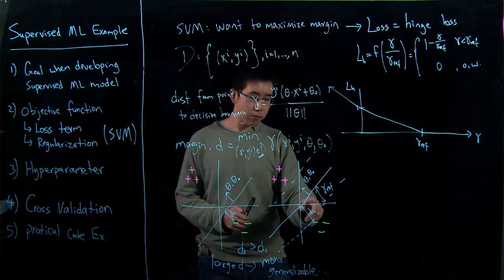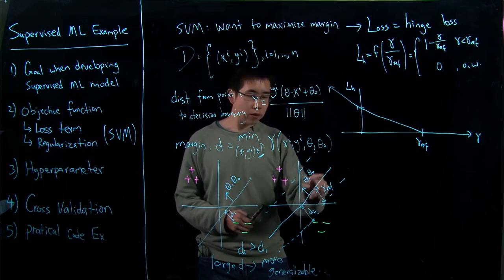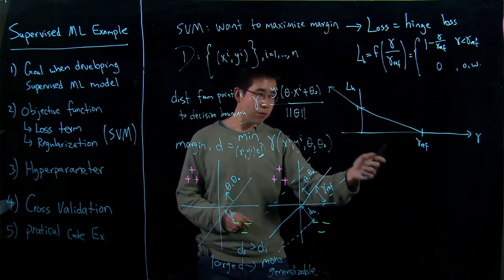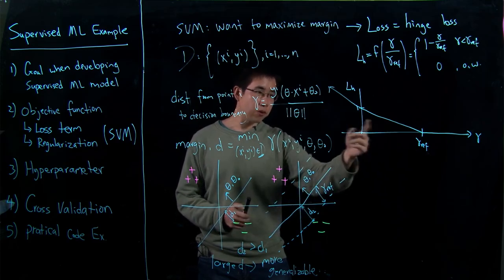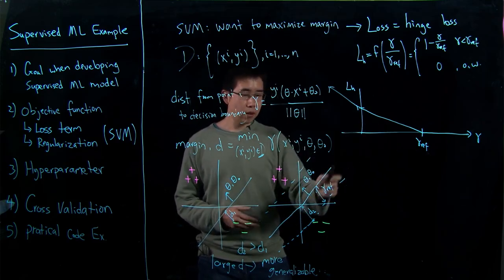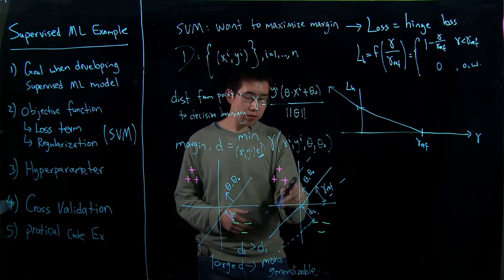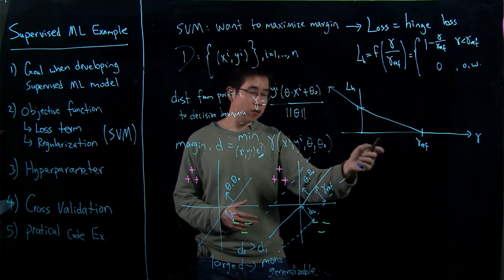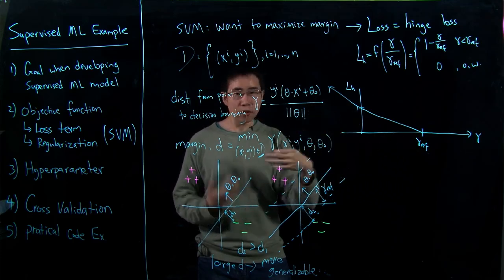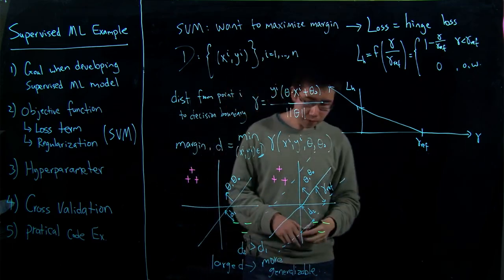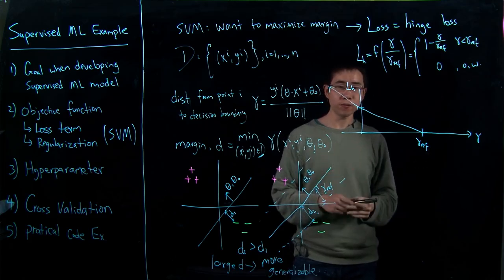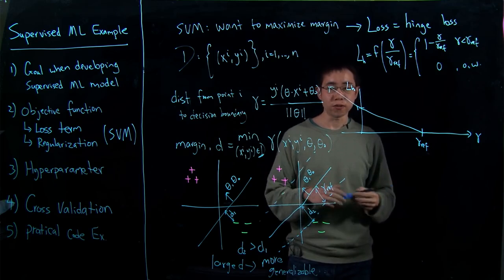If the negative label point is actually here, between the support vector and the decision boundary, such that the gamma is between gamma ref and 0, we start to incur some loss. And if the negative point is on this side of the decision boundary, so that it's mislabeled, then gamma is negative, and we start to incur even more loss. So this is our loss term for support vector machine. Now let's look at the regularization term.